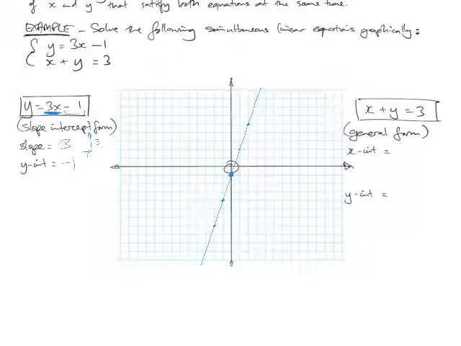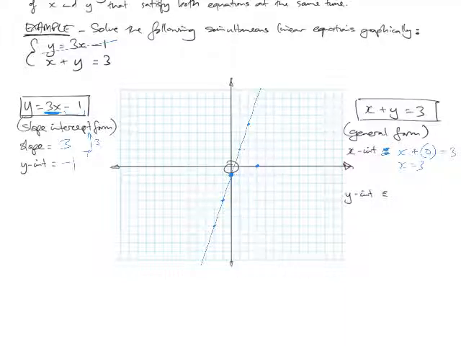The other line, so we have dealt with y is equal to 3x take 1. We need to deal with x plus y is equal to 3. Now, drawing a line using general form is in some ways easier because the x-intercept occurs when y is equal to 0. So x plus 0 is equal to 3. X plus 0 is going to be x, so x is equal to 3. So the x-intercept is going to be when x is equal to 3.